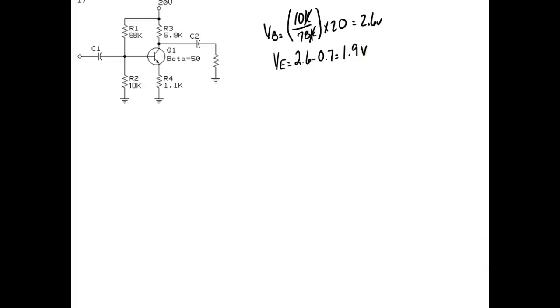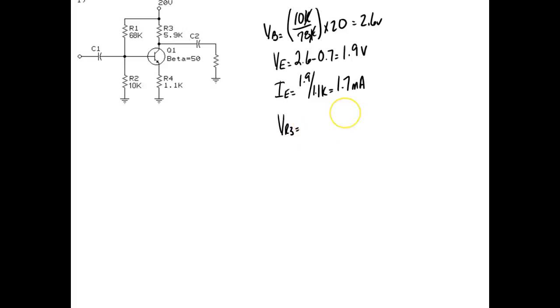If I know VE and I know RE, I can calculate IE. So IE would be equal to 1.9 divided by 1.1K. Can't drop the K here, guys. What do we got? About 1.23 milliamps. What we got? 1.7 milliamps. Are we okay so far? Okay. Then I can calculate VR3.